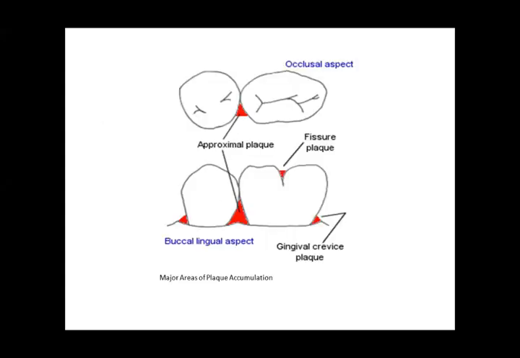So there are different kinds of plaque formation in the teeth, right? We can know that there is fissure, this area of the tooth, this kind of surface we call fissure, or a proximal plaque between the two teeth, and then buccal and lingual aspects and gingival crevice plaque. These are the different common or major areas for plaque accumulation.